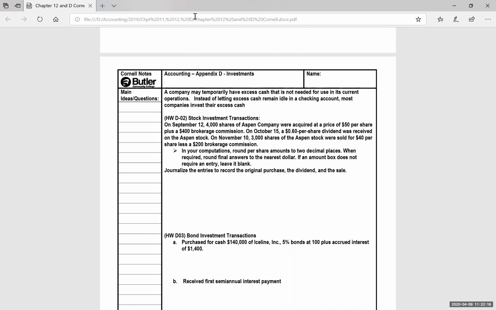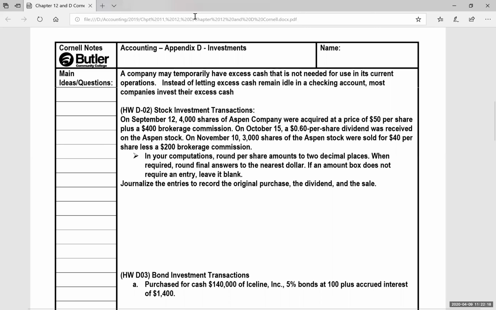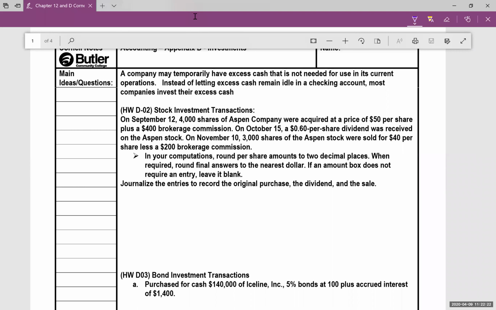I want to point out right off the bat that on these particular notes, I am really just jumping right in and addressing the homework problems. Again, the numbers have been changed, but this will help you get through homework for Appendix D. There's also no intro activity for Appendix D if you were looking for that.